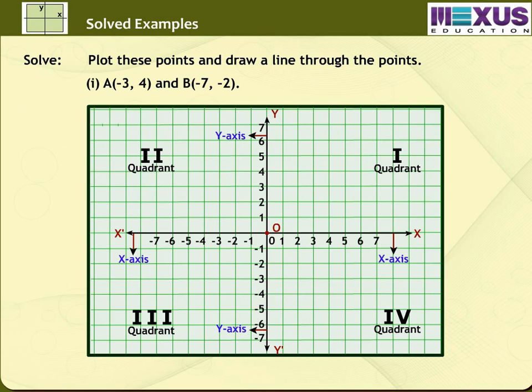Plot these points and draw a line through the points (-3, 4) and (-7, -2). To draw the line joining the points A (-3, 4) and B (-7, -2), first plot the point (-3, 4) and denote it by A. Next, plot the point (-7, -2) and denote it by B. Then join the points A and B. Thus, AB is the required line.